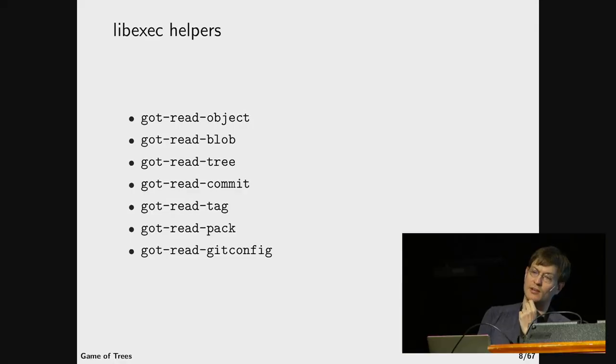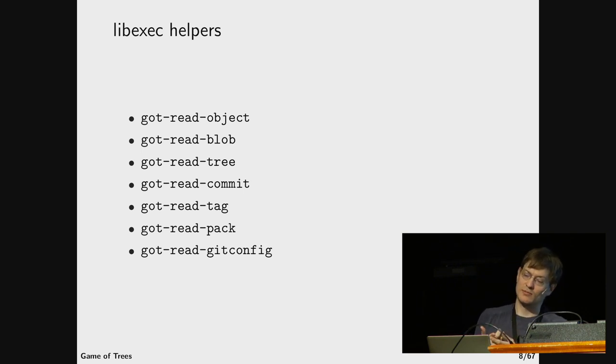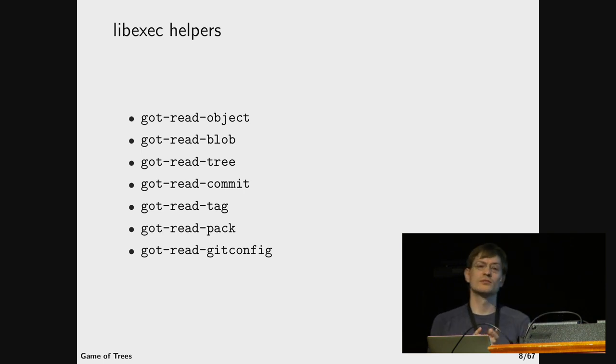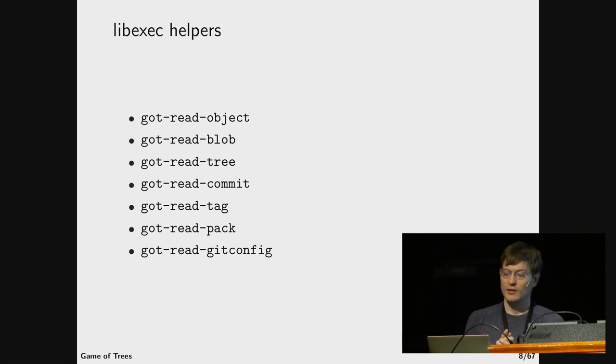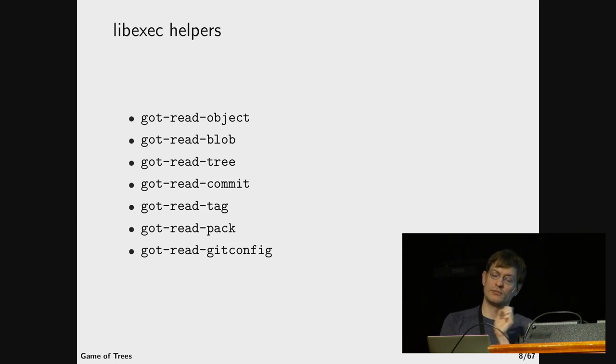Since I talked to Martijn about this last night, he asked me what the helpers are, and I realized I didn't have a slide for this, so this is the list. The object reader is basically just reading the header, in case we only want to know the ID and the size or something like that. Then you have readers for the different object types, which parse the loose objects in the file system. You have a reader for packed files, where objects can be extracted from, and you have a reader for the git config file.